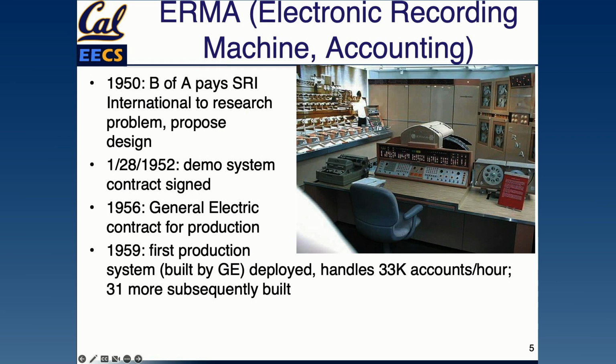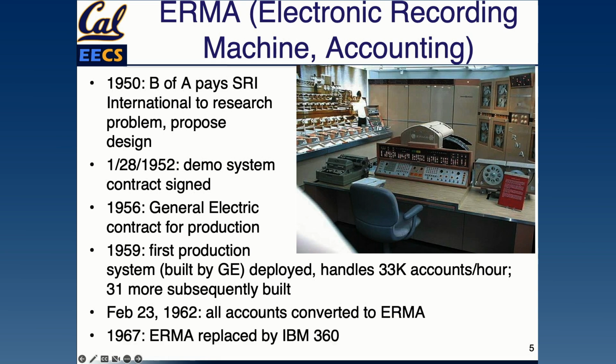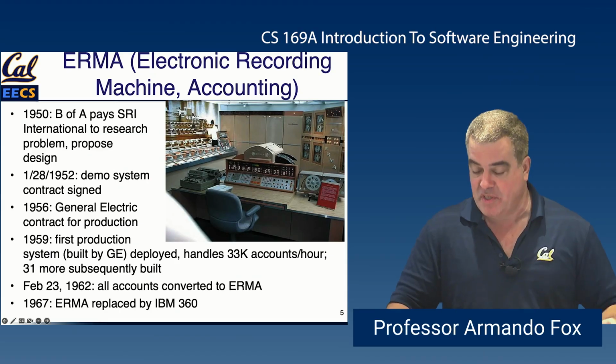The system was able to handle 33,000 accounts per hour in automatically examining and clearing checks. And subsequently, another 31 were built, and they were deployed at various points around the US. And by 1962, all B of A banking was done through ERMA. And eventually it was replaced by the IBM 360, about which we'll have much more to say in a future Computer History Minute.